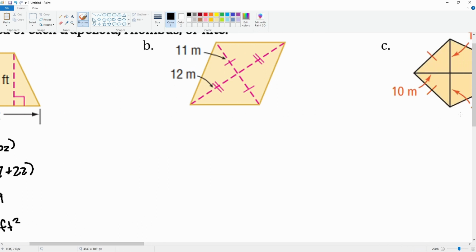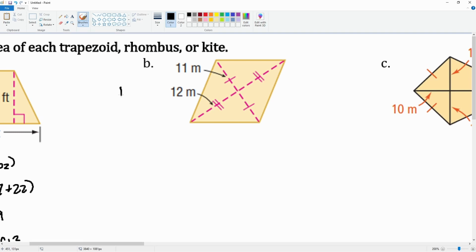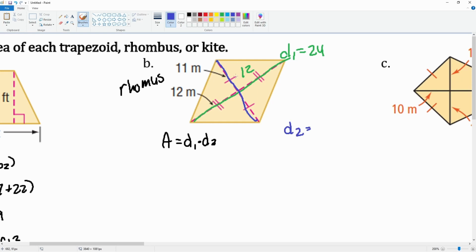Okay, let's take a look at B. This one looks like a rhombus, and for a rhombus, the formula for the area is diagonal 1 times diagonal 2. Notice the diagonal is this complete thing here. So diagonal 1, right? This is 12, this is 12, so diagonal 1 equals 24. This whole thing is diagonal 2. This is 11, so this is 11.